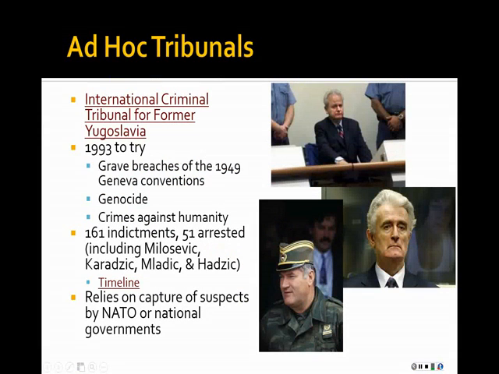And we have NATO and other national governments who are on the ground in the former Yugoslavia, whose jobs include capturing these suspects and bringing them to The Hague for trial. All right. So one thing about these international criminal tribunals is that they take a long time, 19 to 20 years, and even though you have a lot of indictments, only a third of them have been arrested.